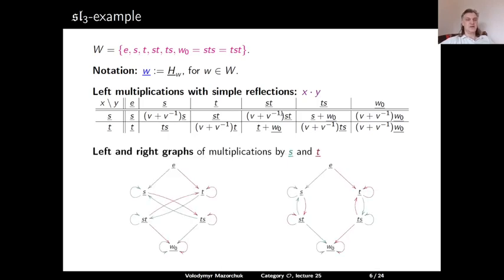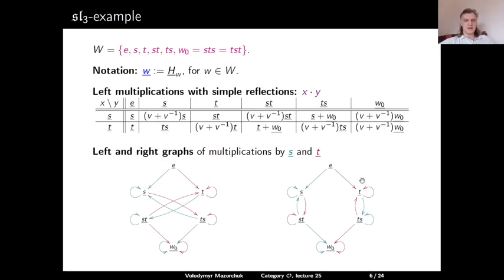From this table, we have the following graphs of left and right multiplication by S depicted in the teal color and by T depicted by the purple color. So starting from E, we can multiply on the left with S to get S, then we multiply on the left with T to get TS. Multiplying this with T gets us the same element with some coefficient. Multiplying again by S, we get both S underlined and W0 underlined. So this is the graph of left multiplication by the Kazhdan-Lusztig elements corresponding to the simple reflections.